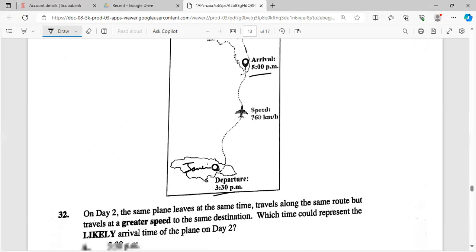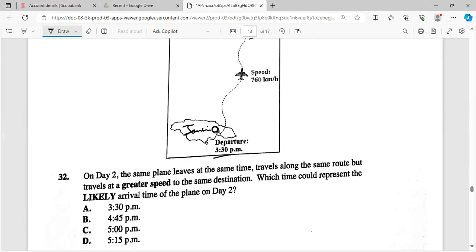So on day 2, the same plane leaves at the same time, 3:30, travels along the same route, but travels at a greater speed. So if it's traveling at a greater speed, do you expect it to reach later than 5 p.m. or before 5 p.m.? Because if you are going faster, what does that actually mean? What time could represent the likely arrival? Is it 3:30? No, it cannot be 3:30. That's the departure time. 4:45? Yes, that is possible because it's going faster. You're not going to reach at the same time or later, right? Because the plane is going faster.